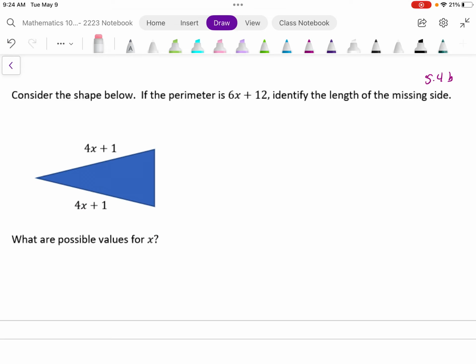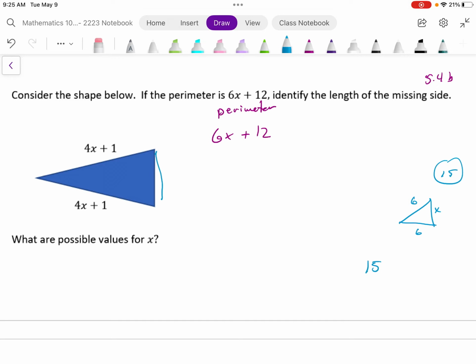So if I add up all the sides, those add up to 6x plus 12. So this would be the perimeter. Now, if I want to get the missing side, I'm going to create an analogy here, just to help me out. If the perimeter is 15, and this side is 6, and this side is 6, what is the missing side x? Many of you will be able to jump to 3 right away.